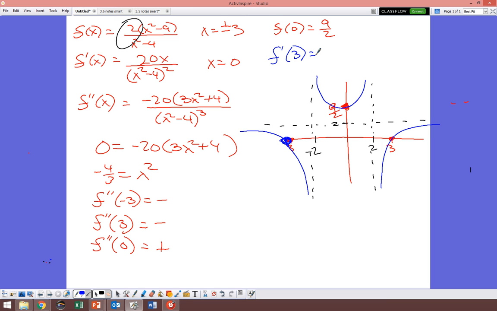60 over 25? That's positive though. Okay, so this is a positive number, right? So I have a positive slope. Just finding if it's positive or negative. Is that what you're talking about?